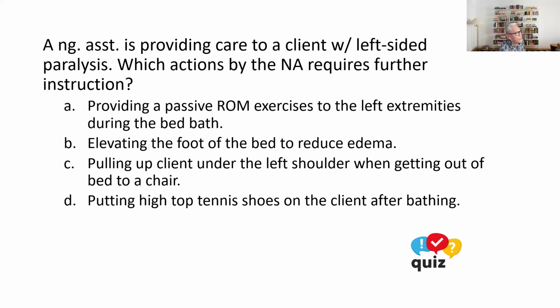Okay, so the patient has left-sided paralysis. All right, so that's a consideration, left-sided paralysis. The nursing assistant is doing range of motion exercises to the left extremities during the bed bath. This certainly is going to be okay. All right, we're looking for something that the nursing assistant did incorrectly.